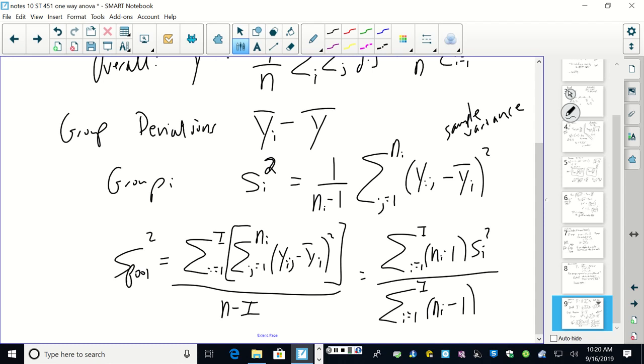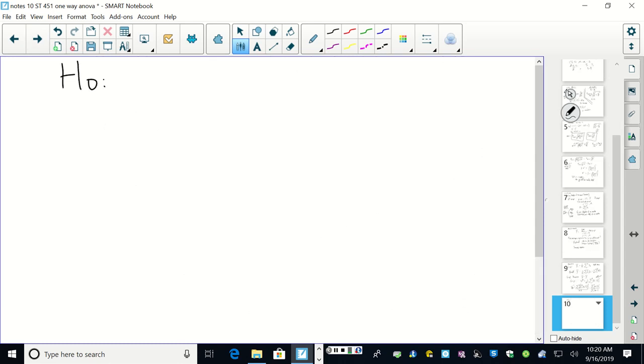So, are the means the same? There'd be a population mean, mu1, mu2, etc. Are these all the same or not? So we have hypotheses. A null hypothesis would say that these several means are all the same. No difference.